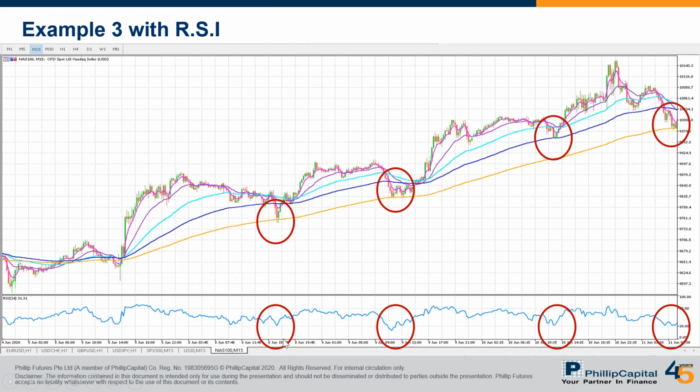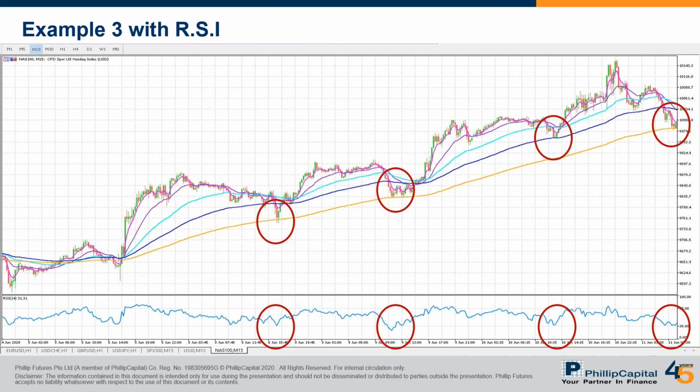So adding in the RSI on an uptrend, in this case, if you take a look at the first pair of circles, when the price hit the 100 line, the blue line on top, if you look down, the RSI is still above 30.